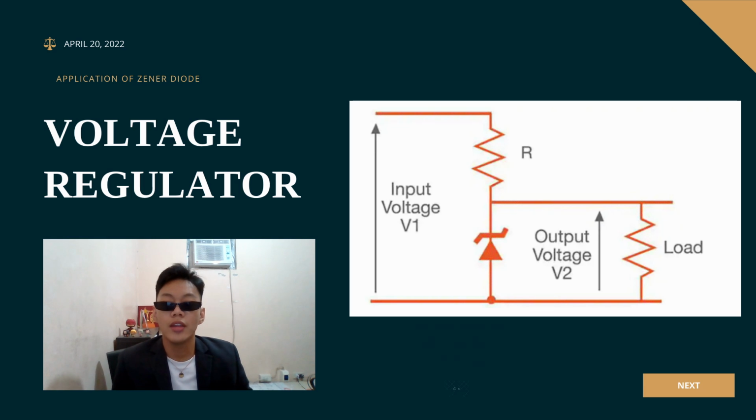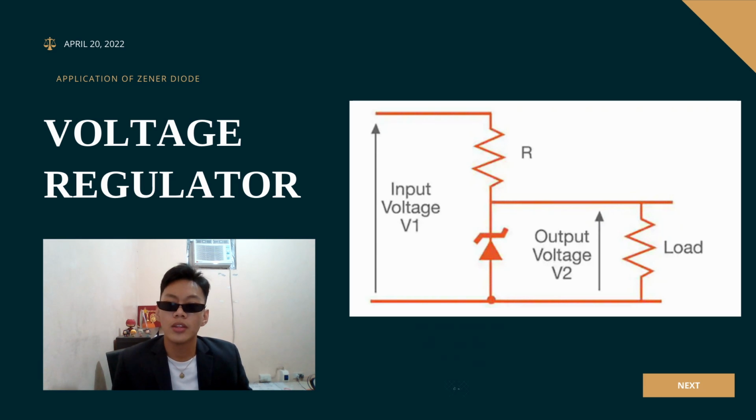So ang Zener diode regulator uses a Zener diode to provide a consistent voltage output. Kino-construct ang Zener diode voltage regulator with a Zener diode, and in series dapat ito sa resistor, with the Zener diode having a reverse bias configuration.